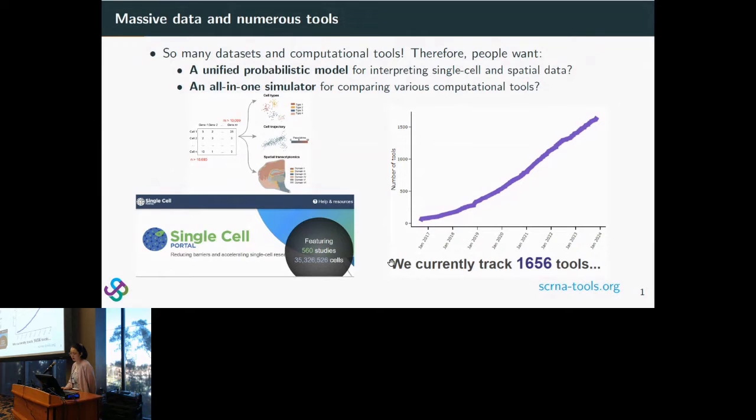So for now, we want to ask if there is a unified probabilistic model for interpreting single cell and spatial data, and if we can have an all-in-one simulator which can provide the ground truth for comparing the various computational tools that have already been developed.